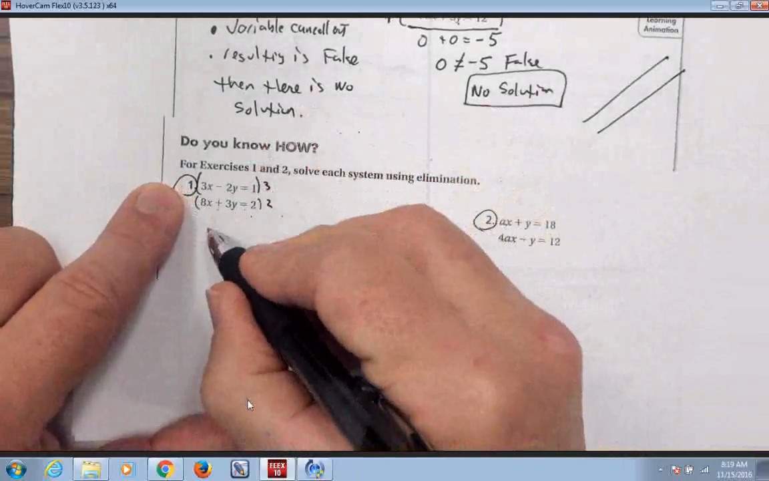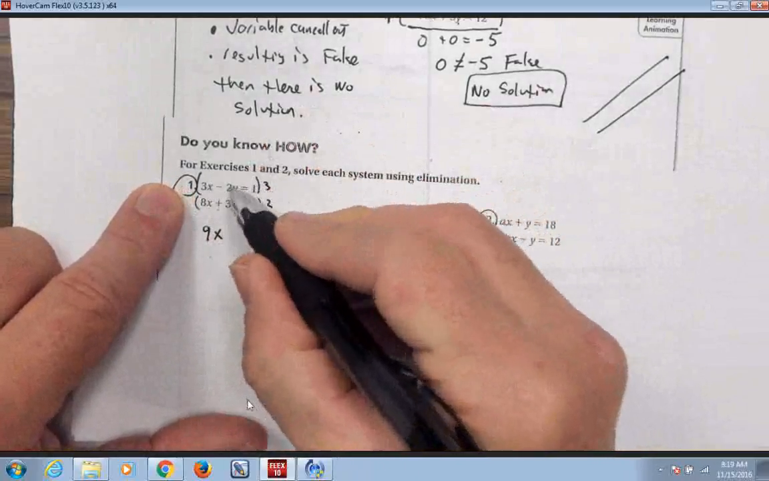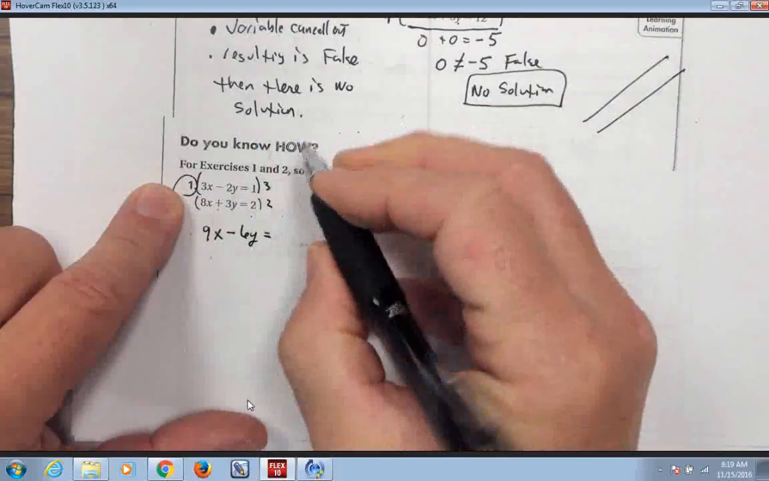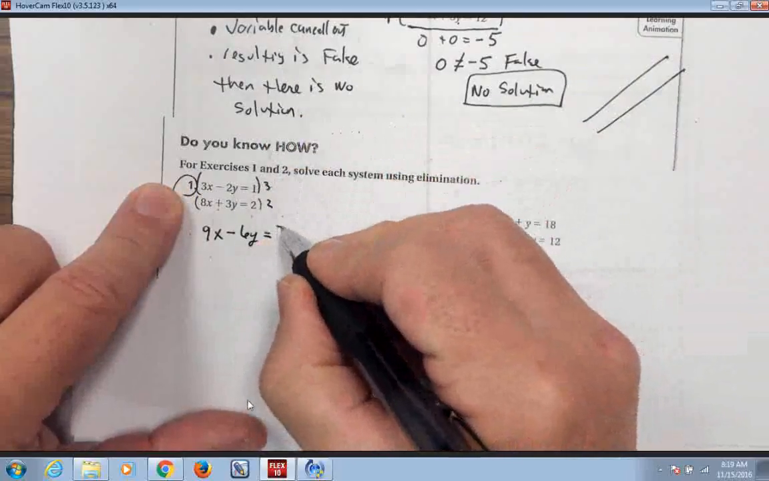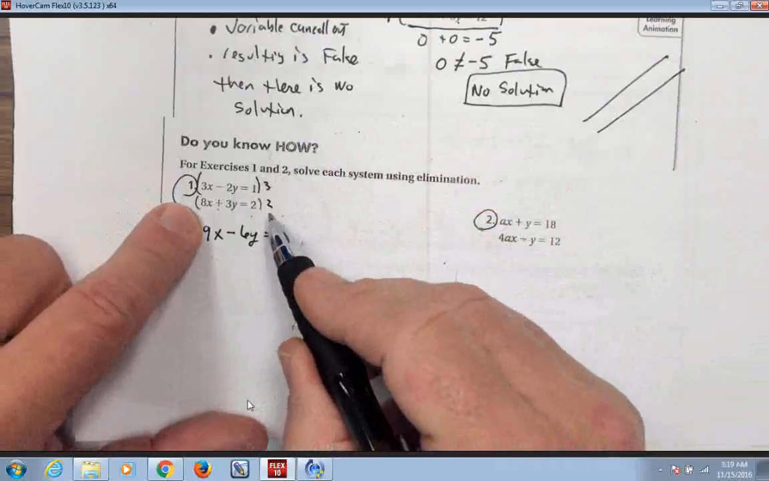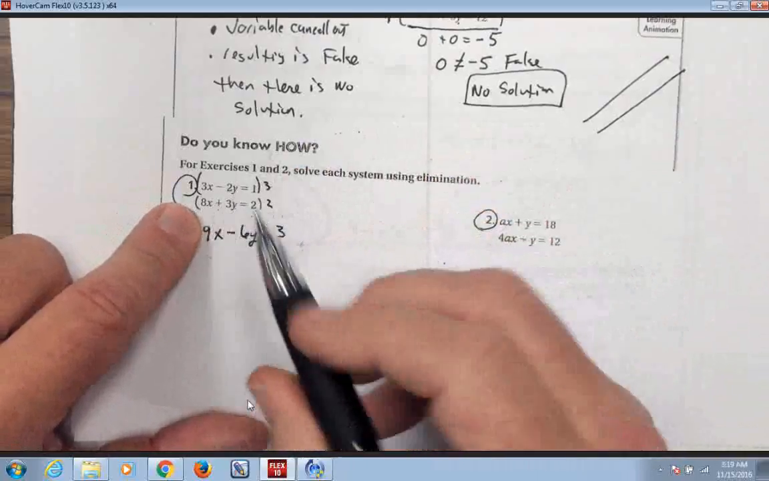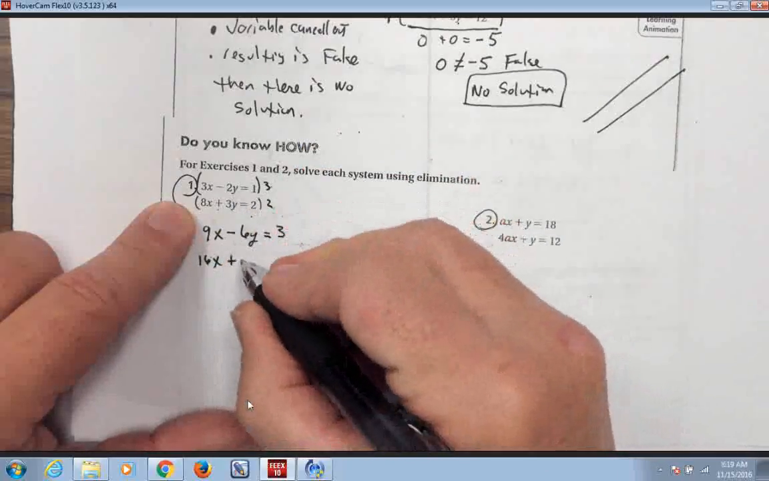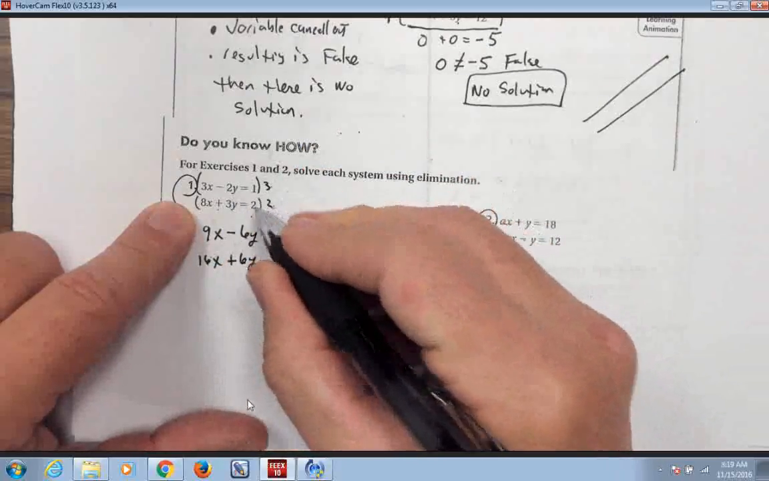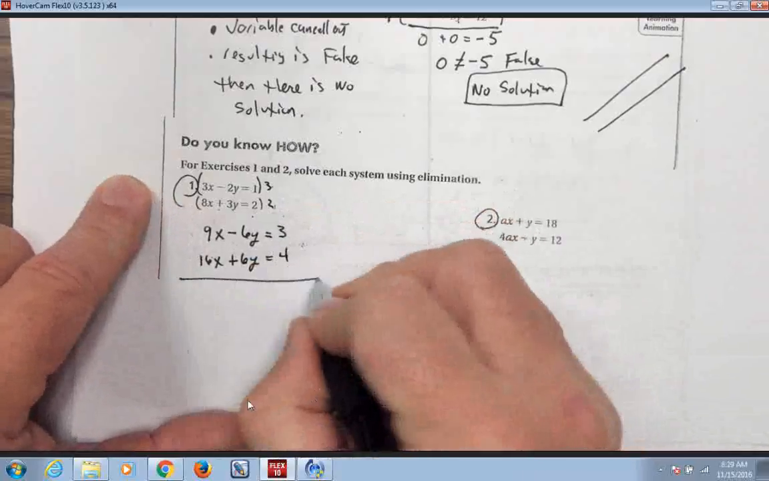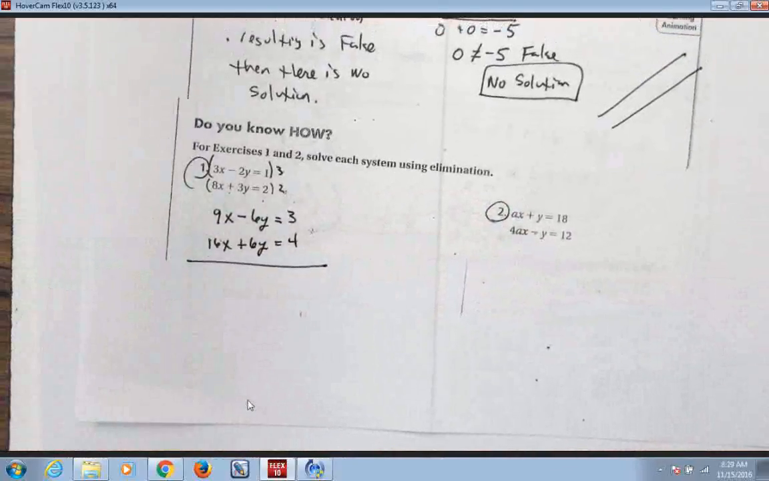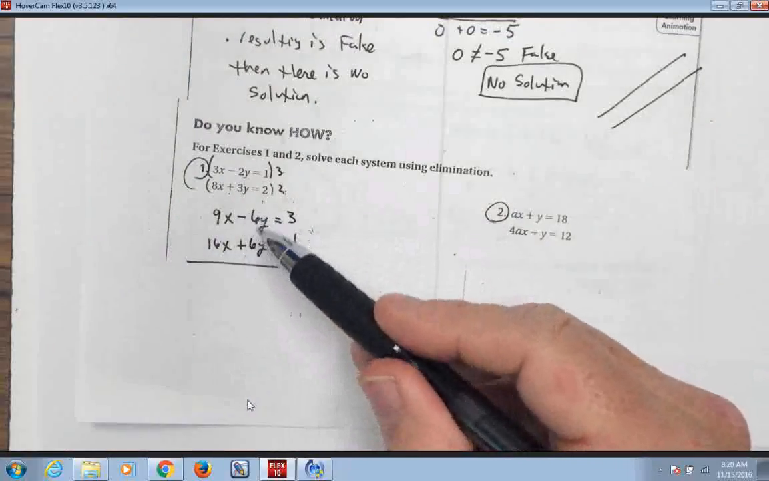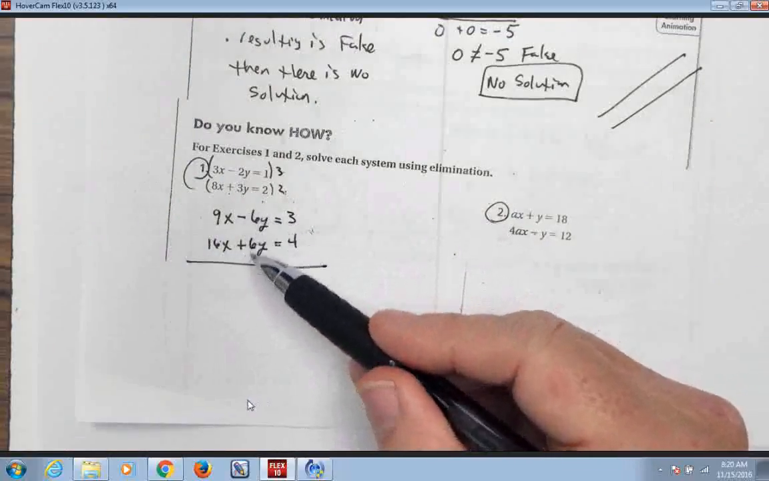3 times 3x would be? 3 times a negative 2y is? Negative 6y. And then 3 times a 1 is 3. What's my next equation going to be? 16x. 2 times a positive 3 is a positive 6y. 2 times 2 is 4. Now, what do you do with those two equations? Add them or subtract them? If the signs are different on those coefficients that you're trying to eliminate, you add them.